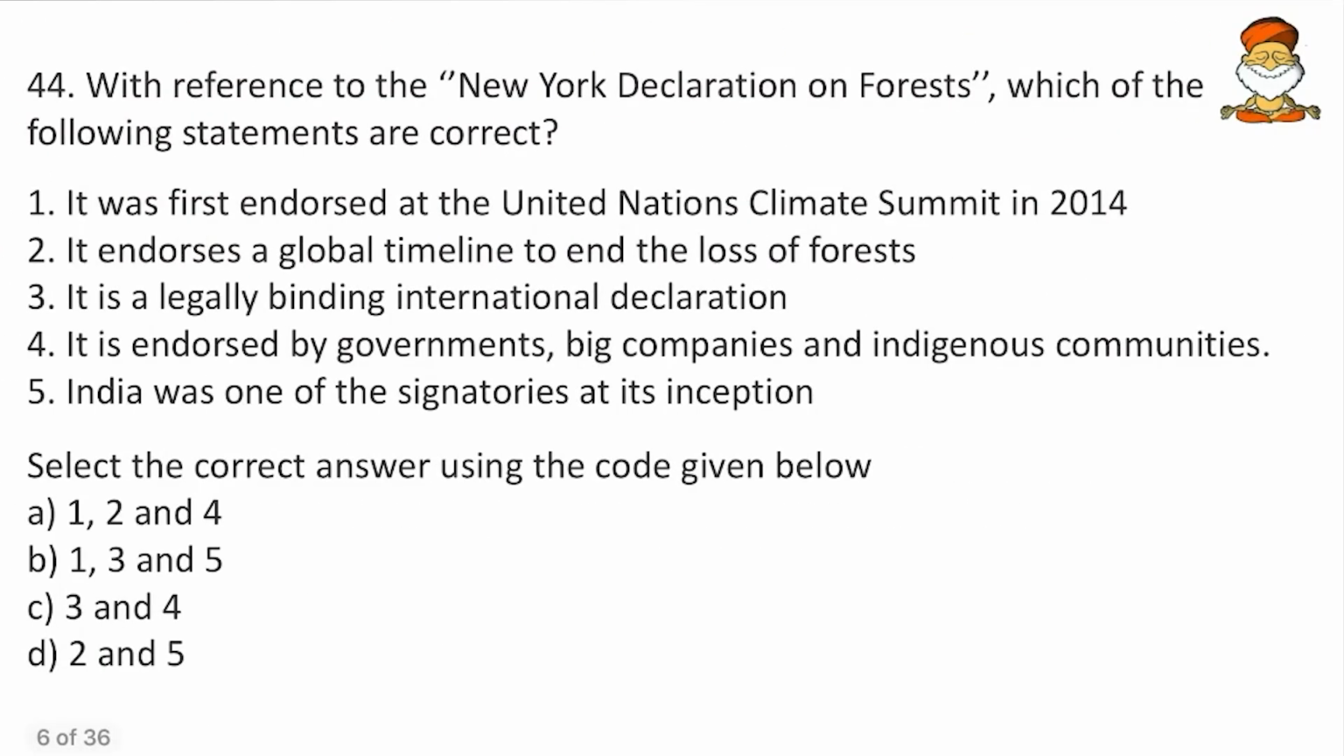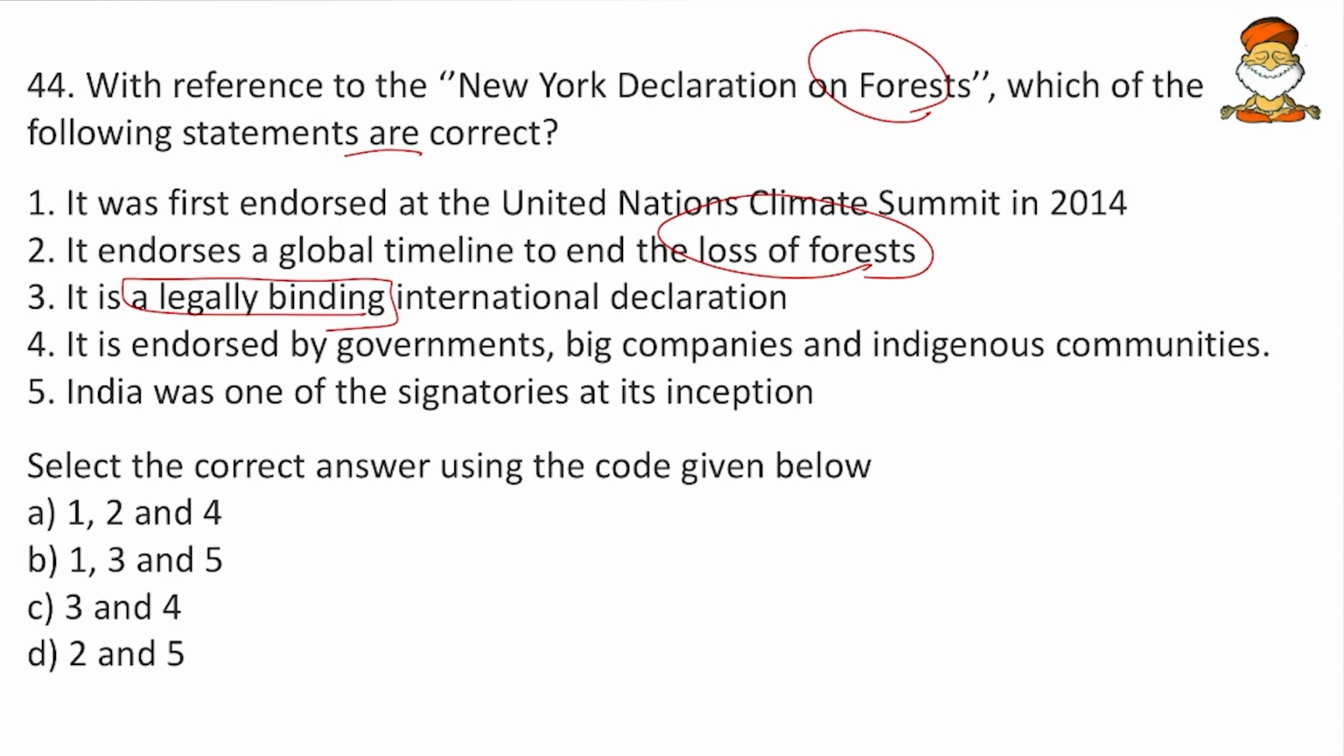Then come to next, with reference to the New York Declaration on Forests, which of the following statements are correct? It was first endorsed at the United Nations Climate Summit in 2014. Here there are no extreme words. Then it endorses a global timeline to end the loss of forests. The forest declaration can also be related to the loss of forests, so it is as natural as that. And it is a legally binding international declaration. Friends, this legally binding is the hotspot of UPSC. It is one of the favorite statements.